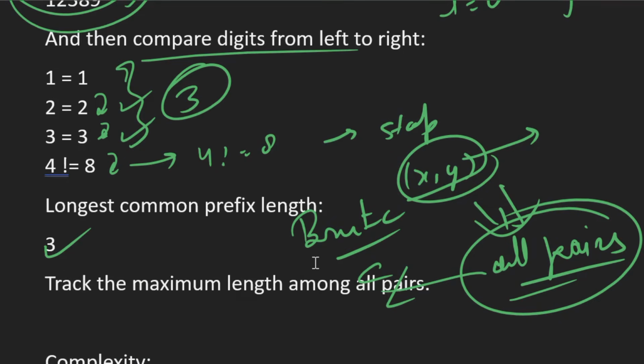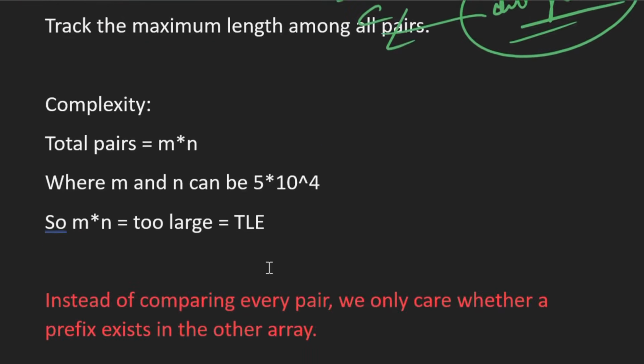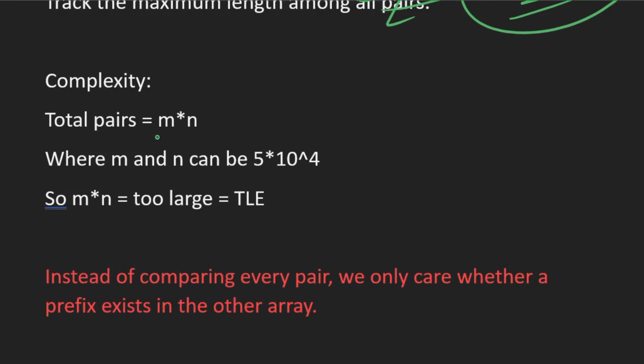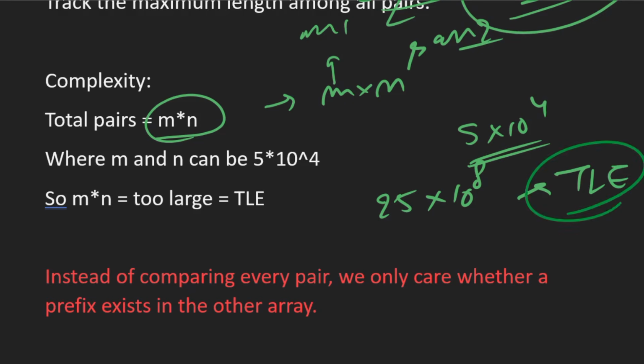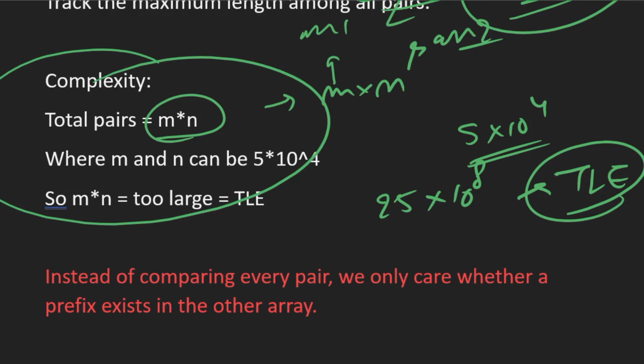So if we see the complexity of this, the total number of pairs that we get is m cross n, where m is the length of array 1 and n is the length of array 2, and m and n can be up to 5 into 10 to the power 4. So m cross n, which is 25 into 10 to the power 8, will be too large and it will give us time limit exceeded. So the brute force approach will not work for these constraints. So now we have to optimize it.